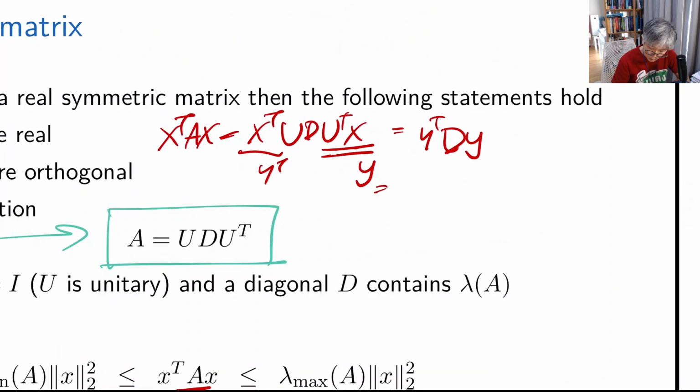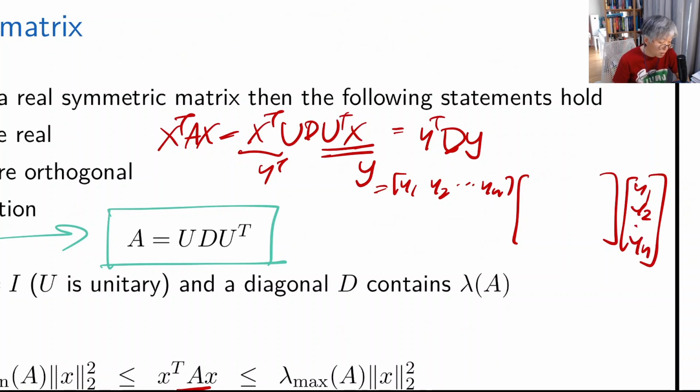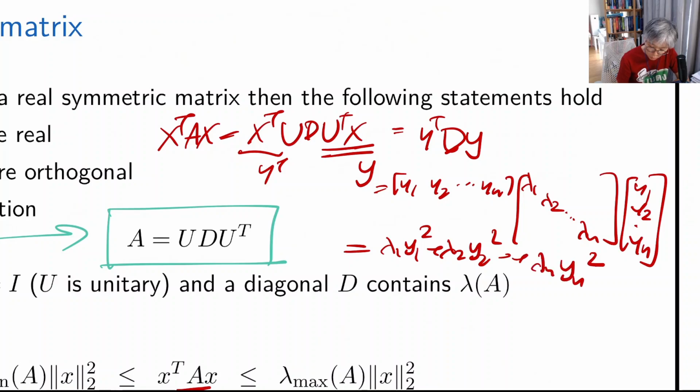And see, this is going to be y1, y2, dot, dot, dot, yn. And what is your D? Your D is a diagonal matrix that contains the eigenvalues of A. Okay. And when you work with an energy form with a coefficient that is a diagonal matrix, it is simple because it becomes lambda 1 y1 square, lambda 2 y2 square, dot, dot, dot, lambda n yn square. It's simple. Now let's talk about y1 square, dot, dot, dot, yn square.